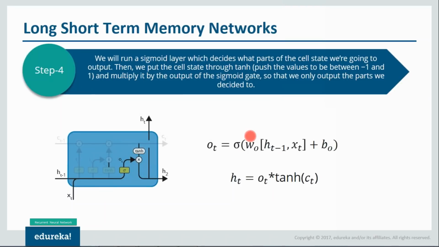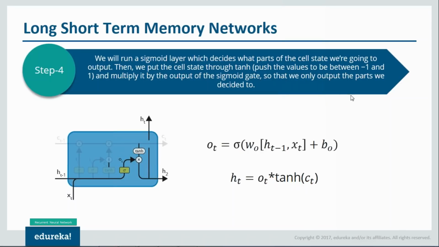All right. Now I'll take the example of that language model again. Since it just saw a subject, it might want to output information relevant to a verb, in case that's what is coming next. For example, it might output whether the subject is singular or plural, so that we know what form a verb should be conjugated into. All right, and you can see from the equations as well, again, we have a sigmoid function. Whatever output we get from there, we multiply it with tanh(Ct) to get the new output.